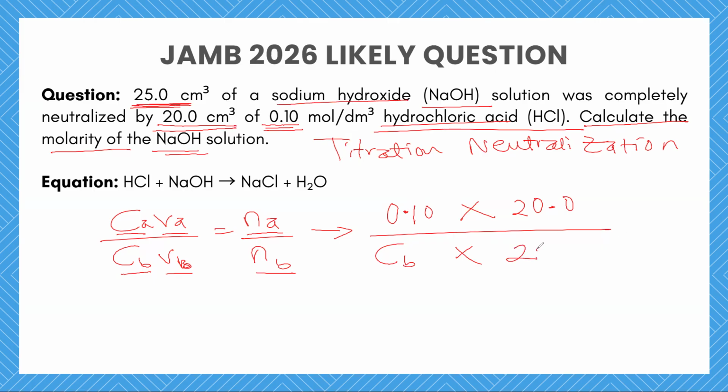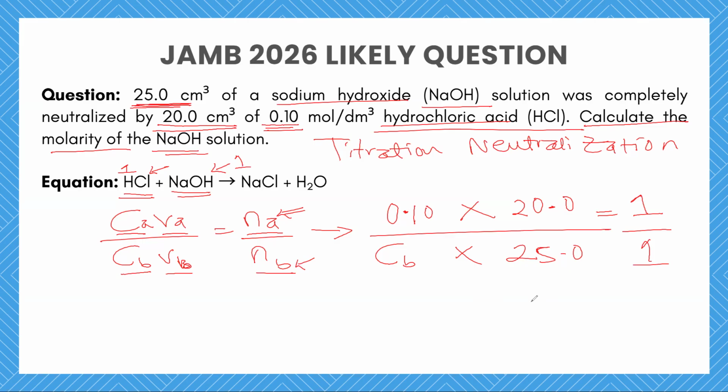From the question, we can see that 25 cm cube of sodium hydroxide was used. So we have 25.0. Now we have Na, number of moles of the acid used. We get that from the equation. Now you can see from the chemical equation over here, the acid HCl, just 1 mole was present in the equation. So we have 1 divided by the number of moles of the base used. The base, which is sodium hydroxide, also has 1 mole present. So we have 1/1 as well. So we have our mathematical equation fully ready to be explored.